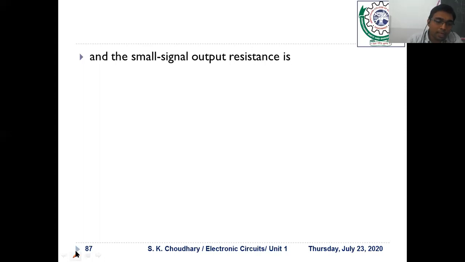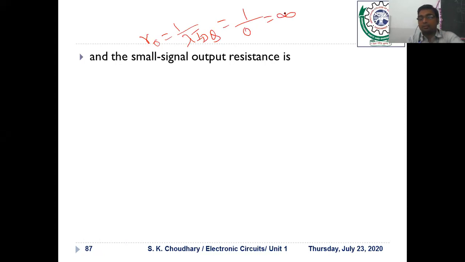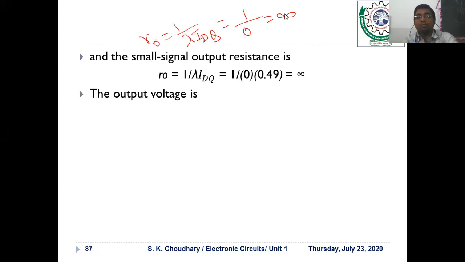R naught is equal to 1 upon lambda IDQ. So you have to find out the value of R naught, 1 upon lambda IDQ. Here lambda is already 0, so it would become infinity. So R naught is infinite. Now you have to find out the output voltage, that is V naught is equal to ID RD. ID is here gm VGS.